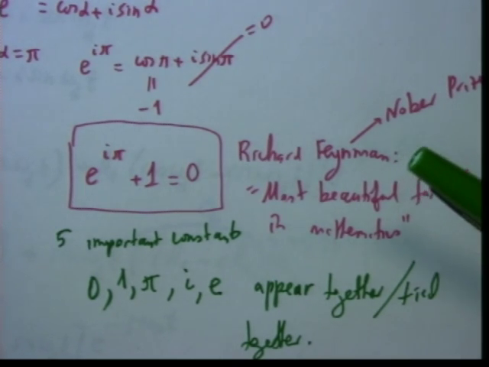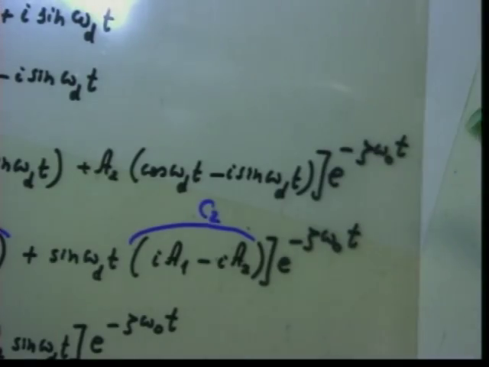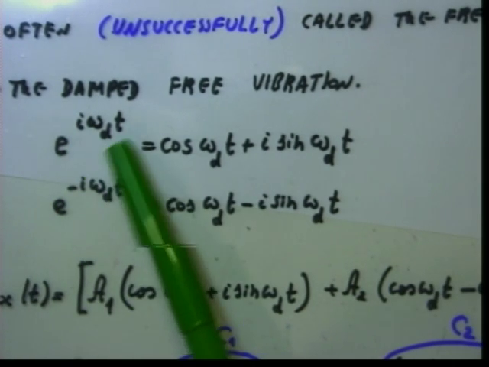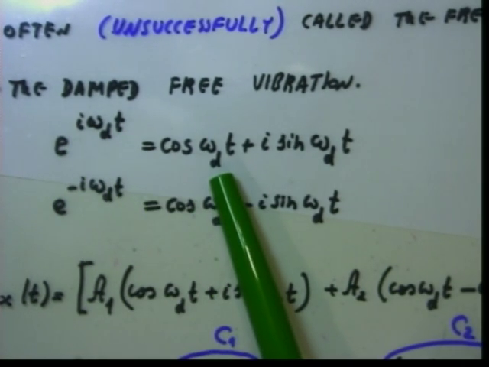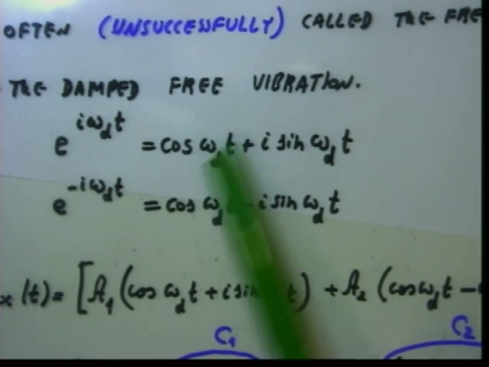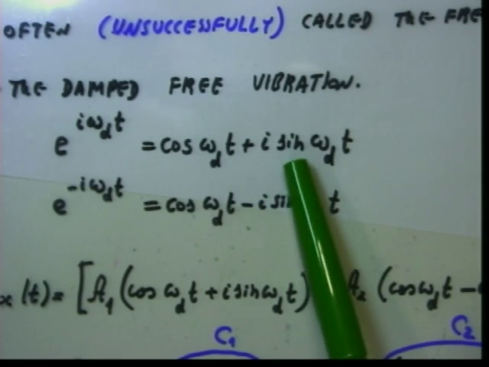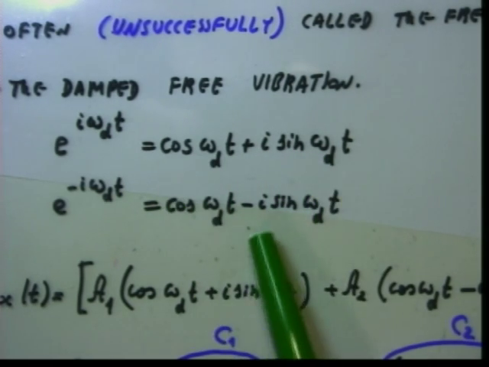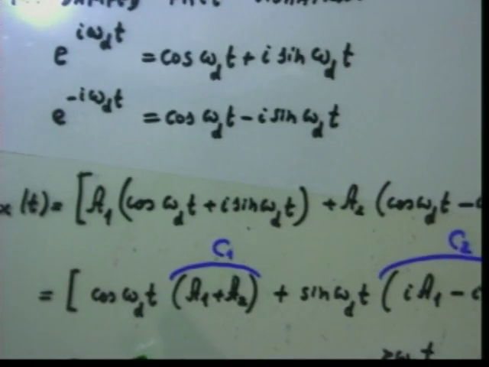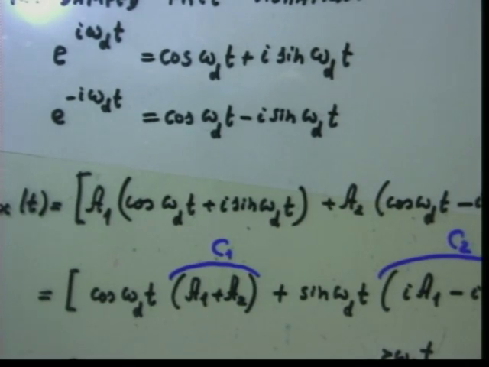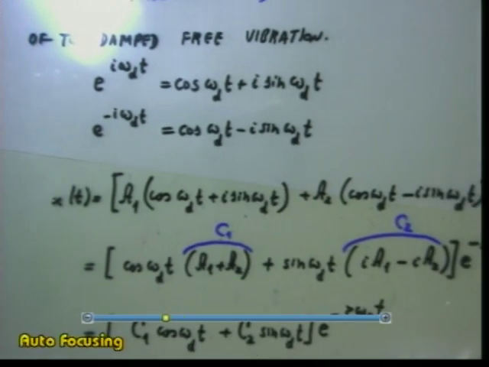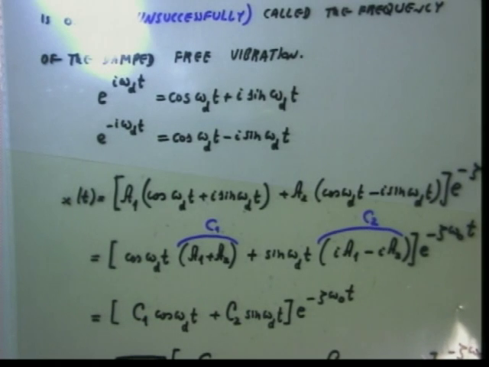Can I remove this page? Okay, so this is called Euler's formulas. e to the power i omega d t equals cosine omega sub d t plus i sine omega d t, and here is minus. Please write down d as a subscript, not on the same level. Now I'm actually substituting these formulas into my expressions. Do you have a question?